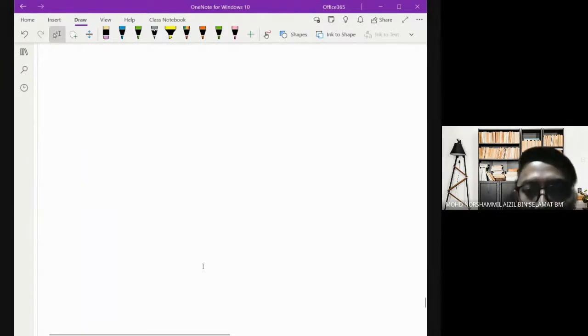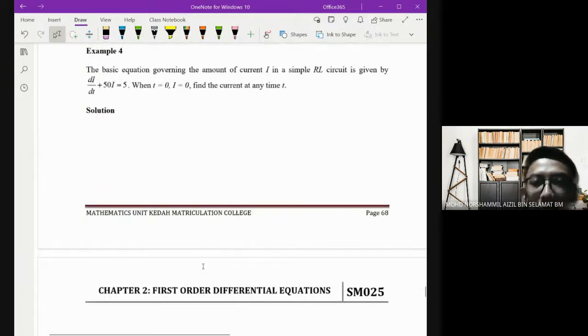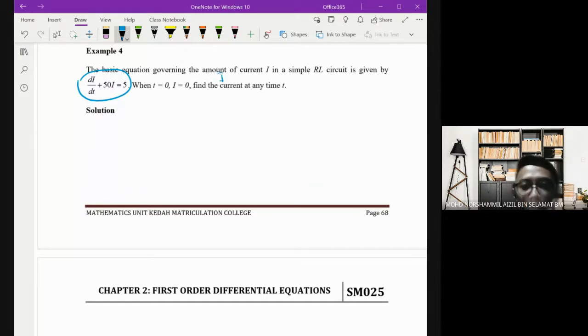The basic equation governing the amount of current I in a simple RL circuit is given to you as an equation. This is the equation given. When t = 0, I = 0, find the current at any time. So we need to find I, at any time. T remains T.